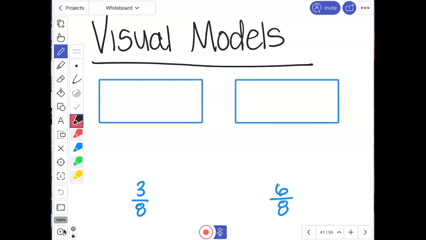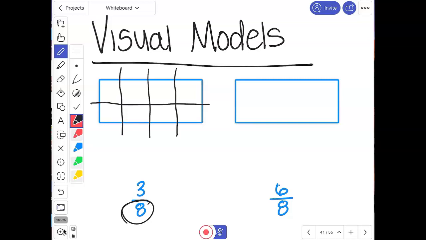Okay, so I want to represent 3/8 in this first rectangle. So I know that I'm going to partition my rectangle into 8 equal parts, because that's what my denominator is. So I'm going to do my very best to draw some straight lines. So I'm going to do it this way, I think. That's pretty close. I'll stick with it. And I'm going to take one of my colors, and I'm going to shade in 3. So 1, 2, 3. So that represents 3/8 now.